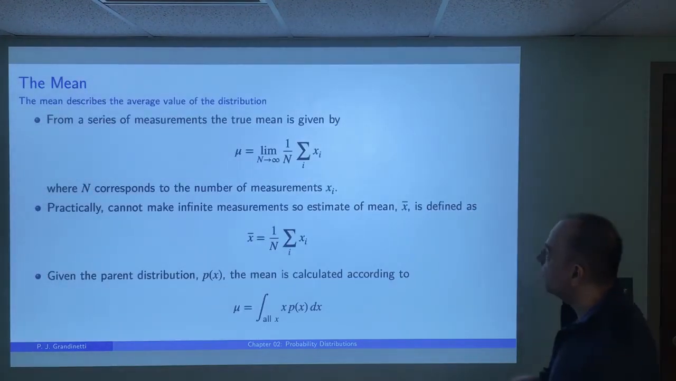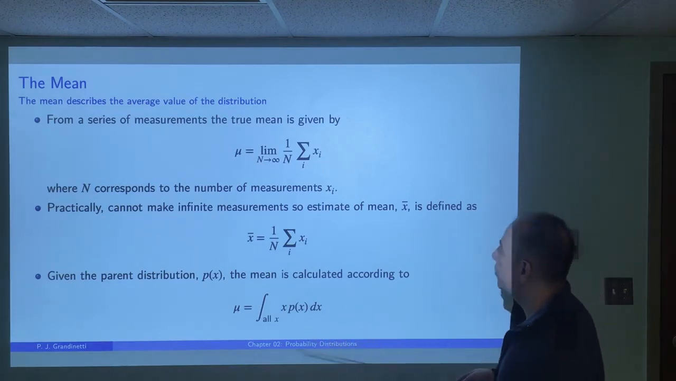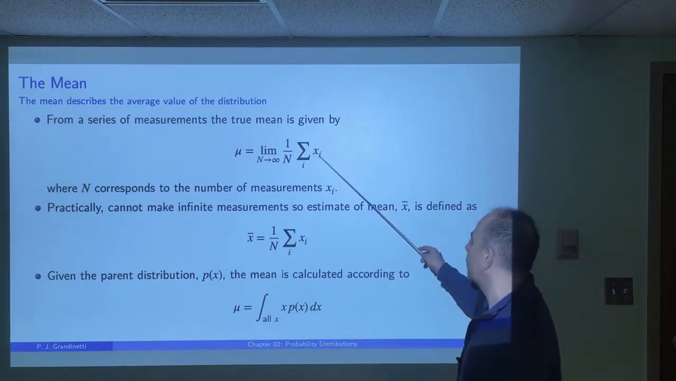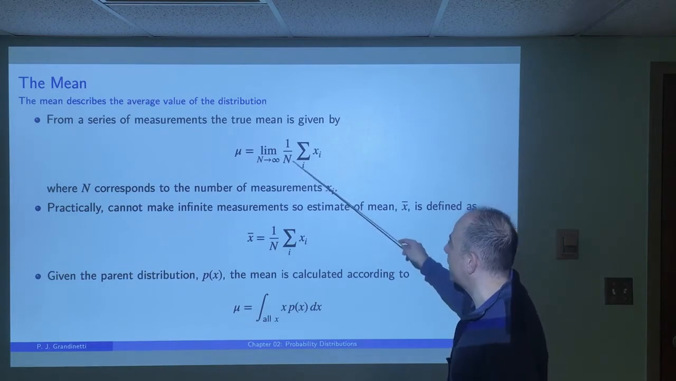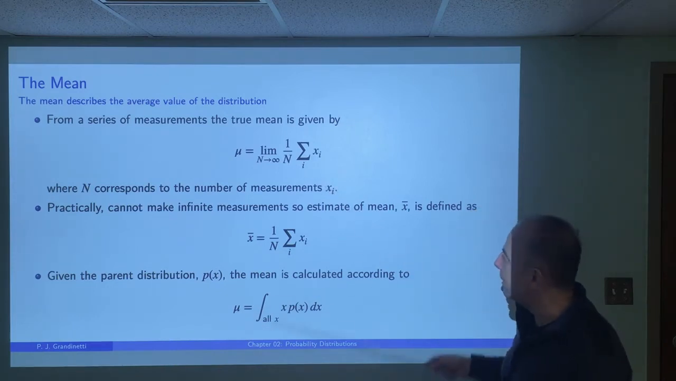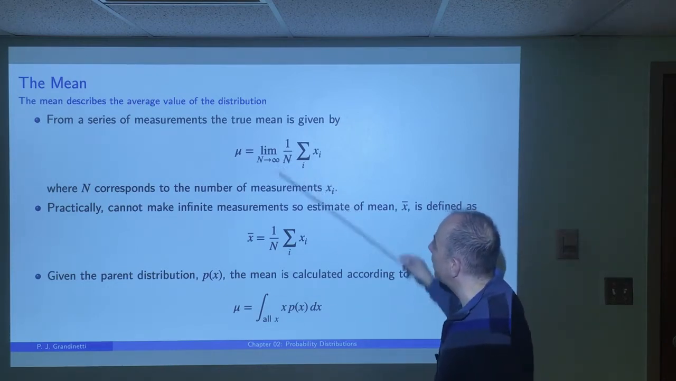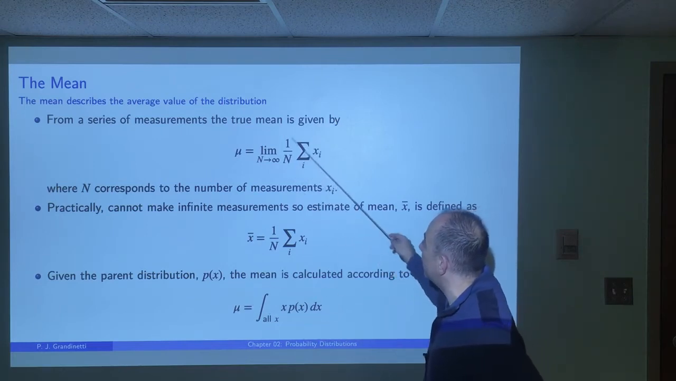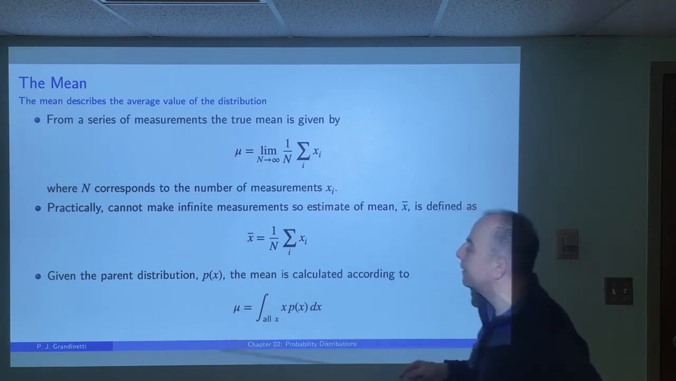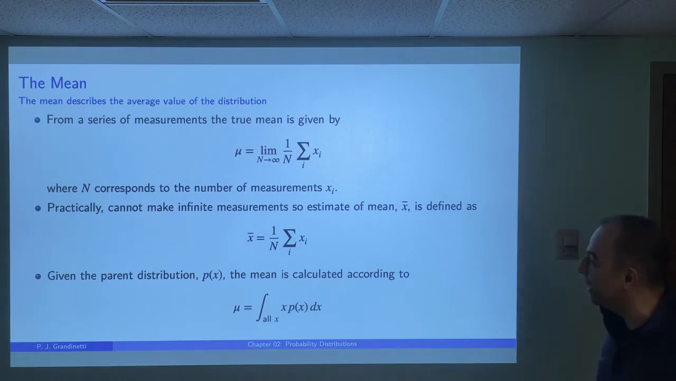If you go into the lab and make a set of measurements, you could calculate the mean by just adding up the measured values and dividing by the total number of measurements. That's the mean. In the limit that you have an infinite number of measurements, the value that you get is what's called the true mean. But of course, practically speaking, you can't do that.